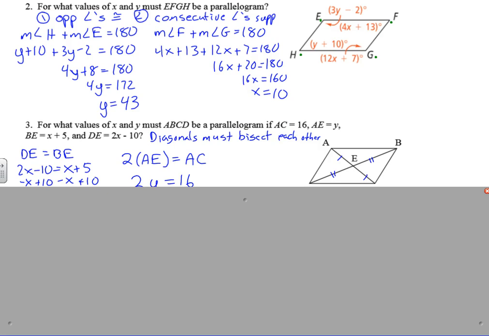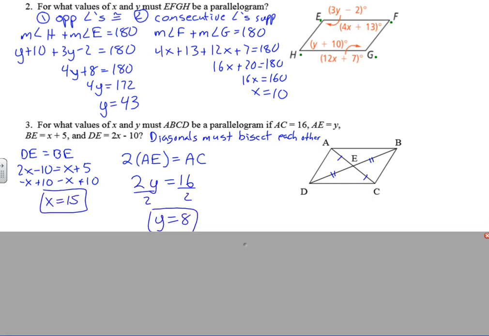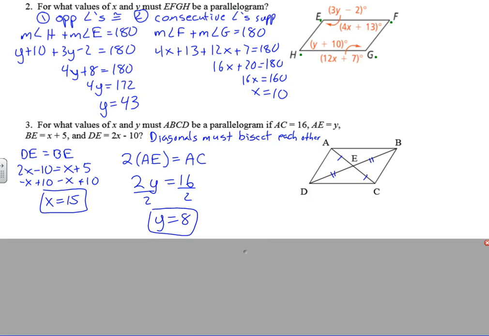Okay. For what values of x and y must ABCD be a parallelogram if AC is 16, AE equals y, BE equals those? Okay, so the property here is the diagonals must bisect each other. And you can see the tick marks that I put here. That means AE must be congruent to EC, and DE must be congruent to EB.